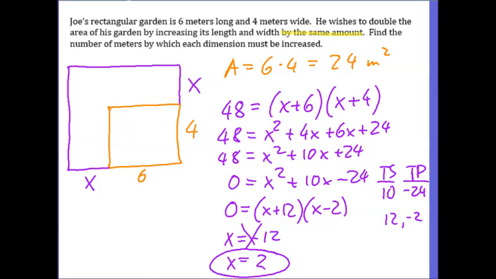And the nice thing is we can use that and check. So if we added 2 to the length of that object, we would have 8. Adding 2 to the width, we would have 6. 8 times 6 is 48. All right, checks out. Okay, let's move on to our last example.